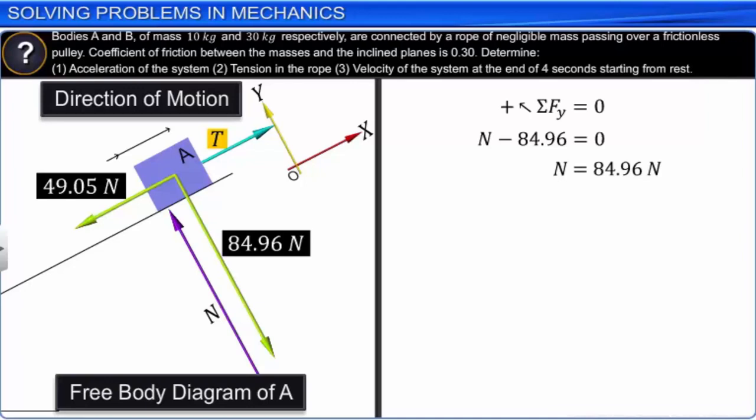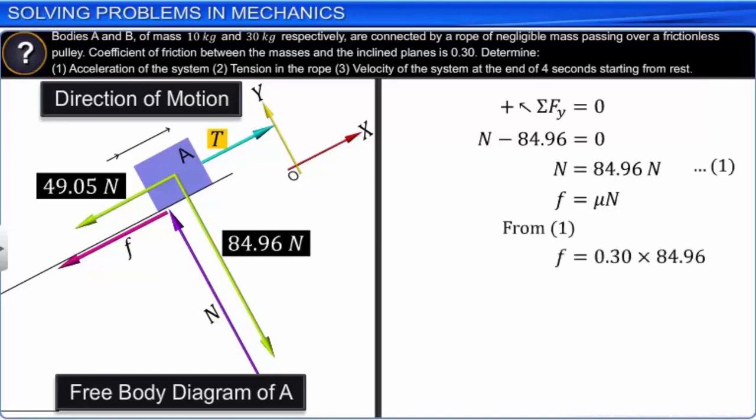As A is moving up the plane, the frictional force F acts downward. F is equal to the product of the coefficient of friction, mu, and normal reaction, N. Substituting the value of N from equation 1, we get the frictional force F as 25.49 newtons. Let this be equation 2.